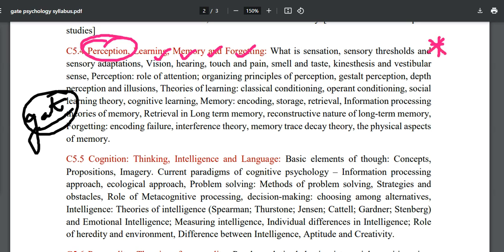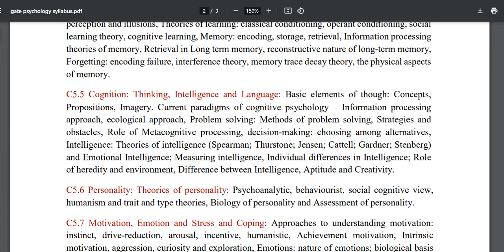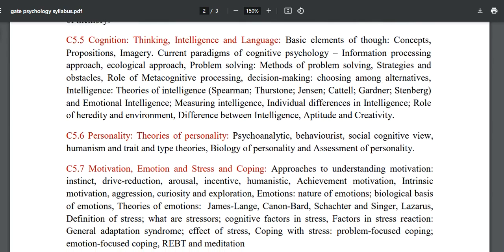Those who are preparing for this examination must be well aware that unit number 1 you have to be thorough, unit number 4 you have to be thorough, but it is not necessary that they will ask from each particular unit every time. So you have to be thorough with each and every topic mentioned in your syllabus.